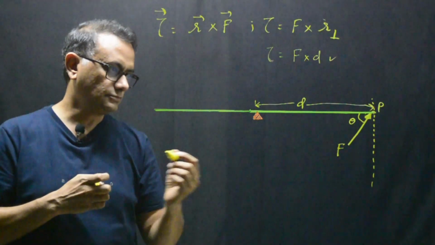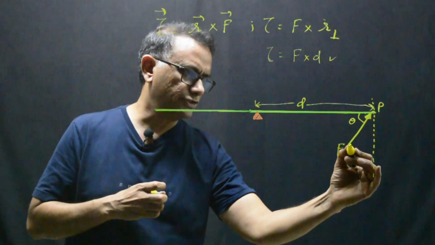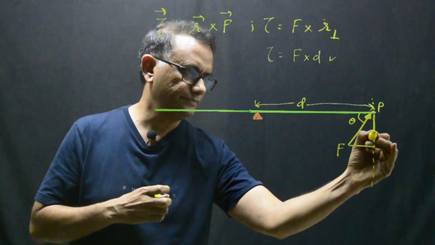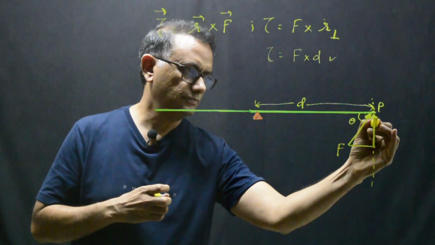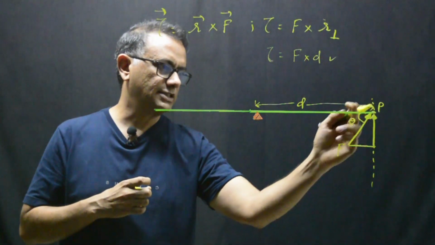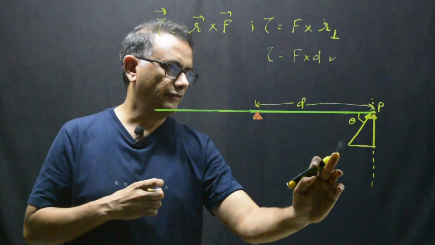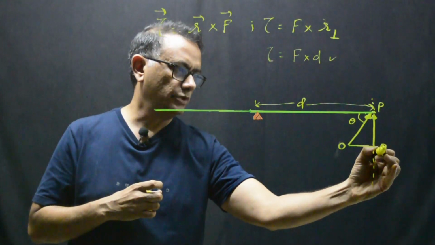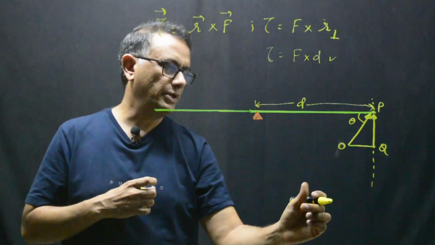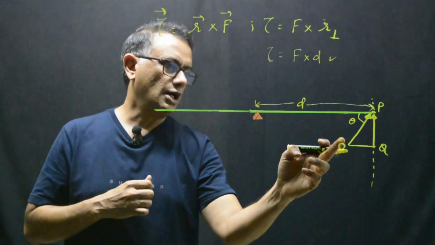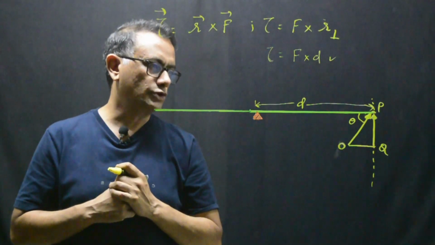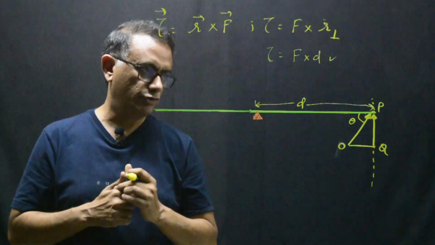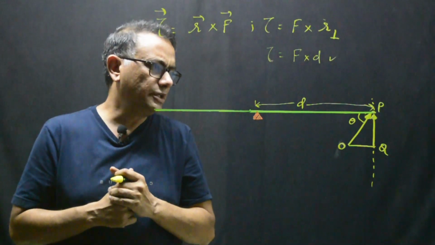How do we do that? We just take the shadow of this. That means we have to calculate this length. If you take this as a triangle where this is P, this is O and this is Q, then PQ is going to be the perpendicular force, the force acting in the perpendicular direction, or the vertical component of the force. So how do you calculate that PQ?